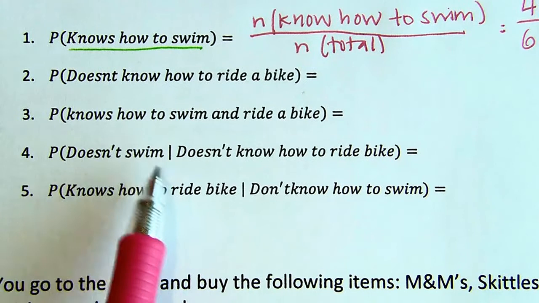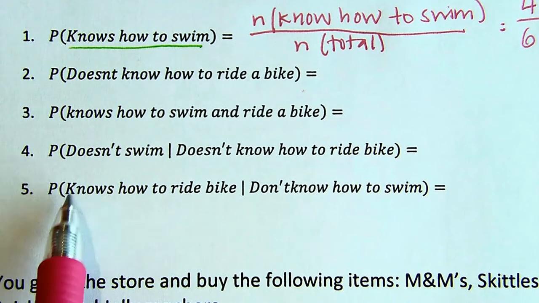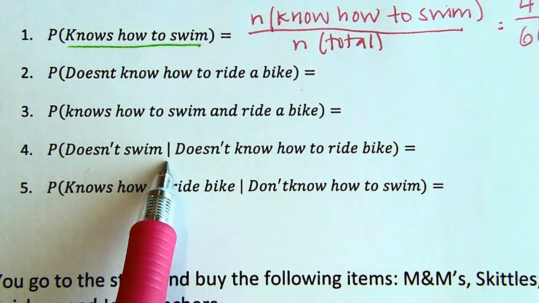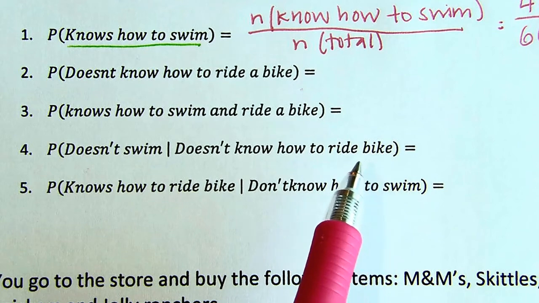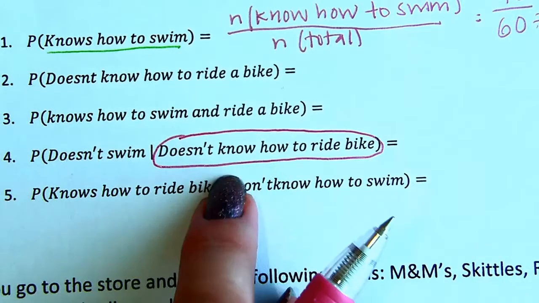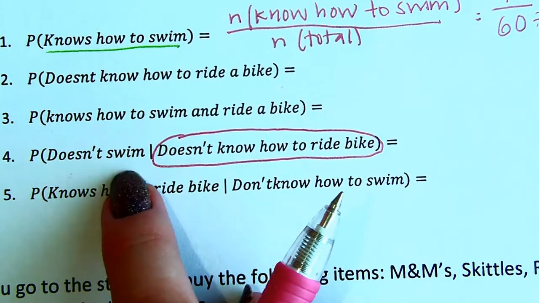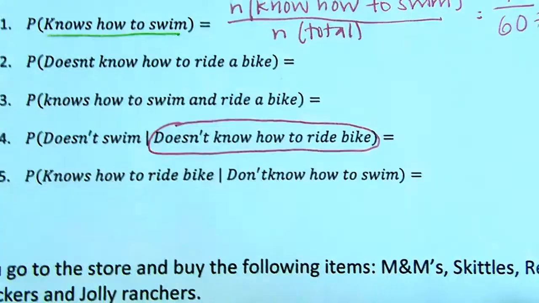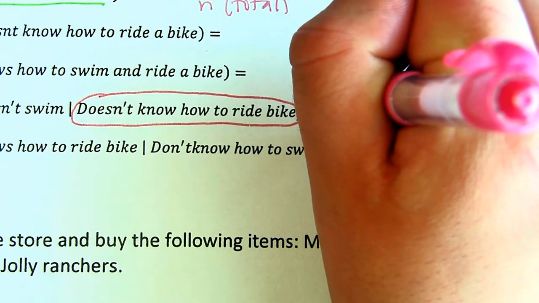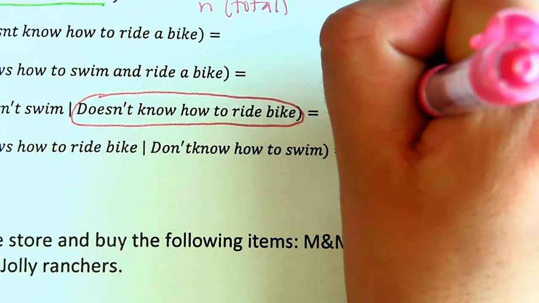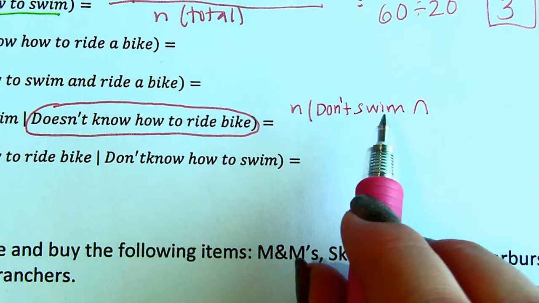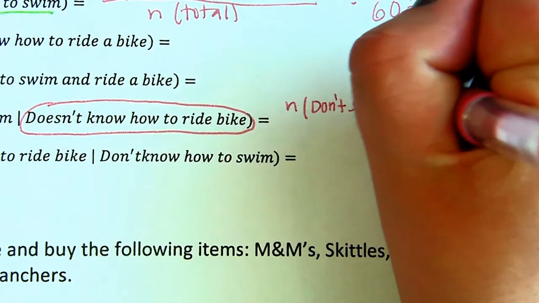Number 4, this is conditional probability. How we read this is the probability that the person doesn't swim, given that they don't know how to ride a bike. Okay, so we're given this piece of information, and of the people that don't know how to ride a bike, what's the percentage of people who also don't swim? So what we're going to do here is find the number of people who don't swim, and this upside down U is intersection, so it also means and. Don't swim and don't ride bike.